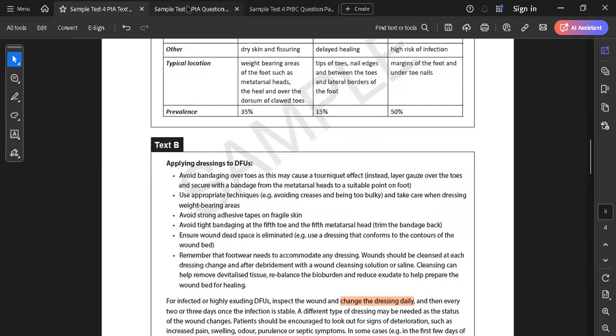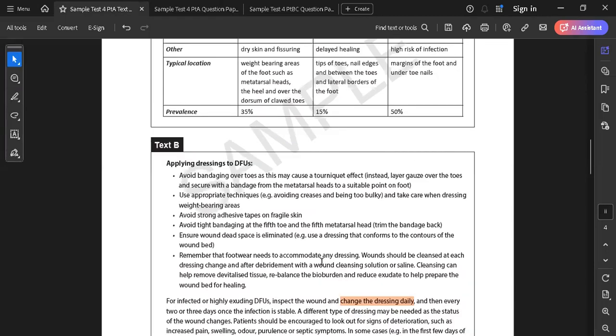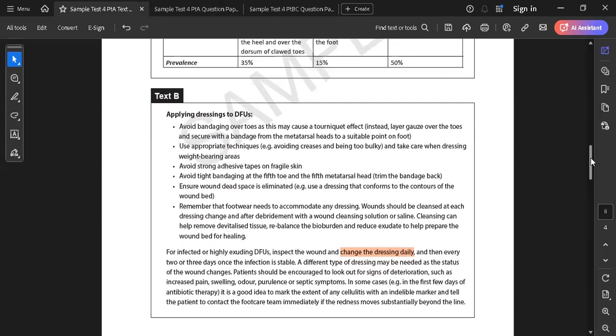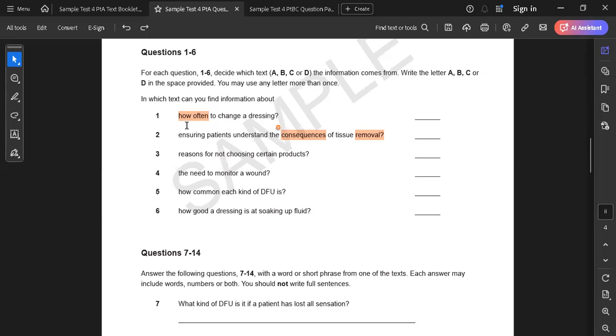Just to confirm, you look at the question again. They said how often. So what's the meaning of how often? It means your answer should be a number of days or a time, right? Now you search whether this section provides any information about how often. You see this text: change the dressing daily. Isn't it answering the question of how often? Yes or no? It's about the dressing and it's also telling you how often. So it should be daily.